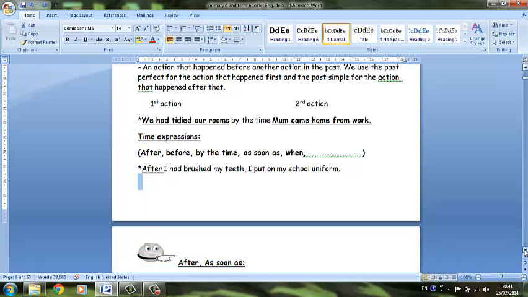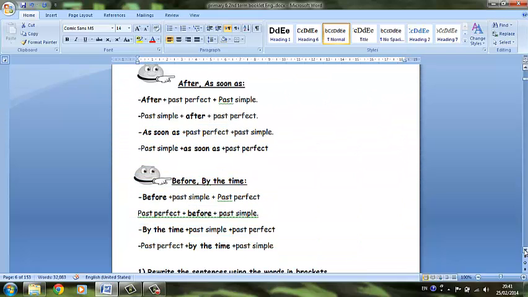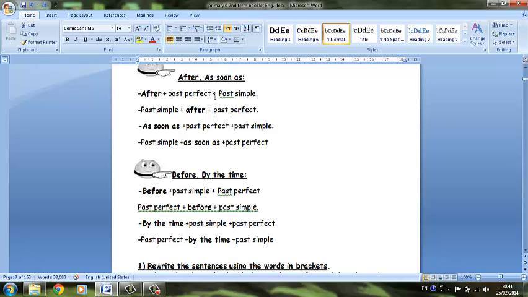Let's move to page 7. This is an illustration again. After and as soon as. After, I put the past perfect, the first action, and then the second action. If after or as soon as are in the middle, I put after them, all the time, the first action, which is the past perfect, and before them I put the past simple. Here is as soon as: past perfect, past simple.